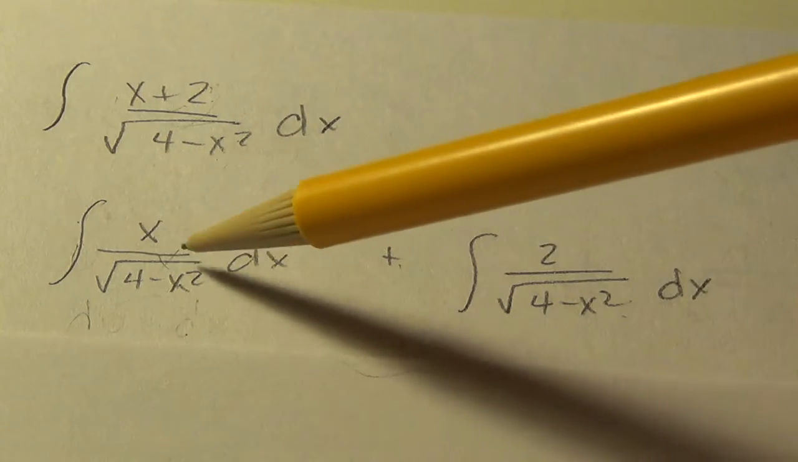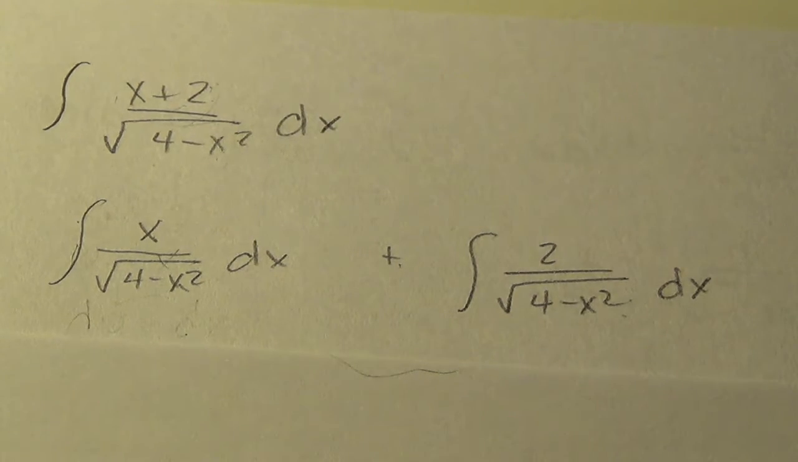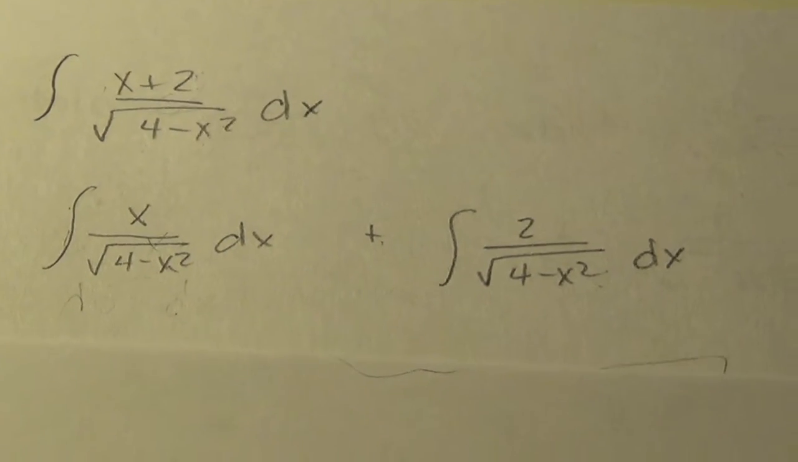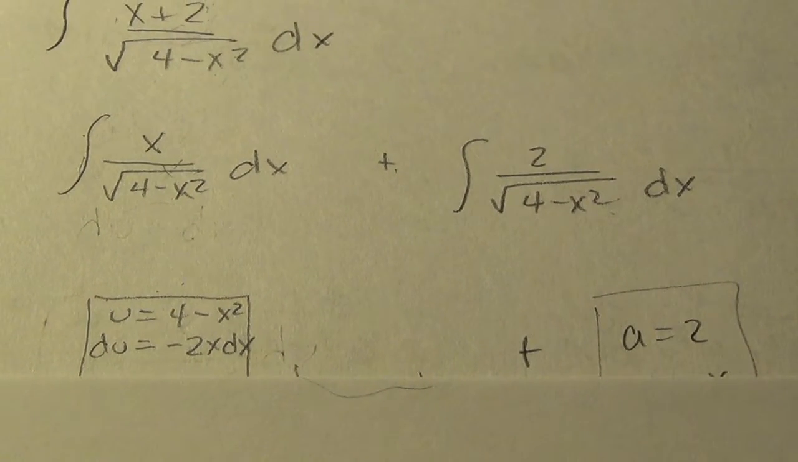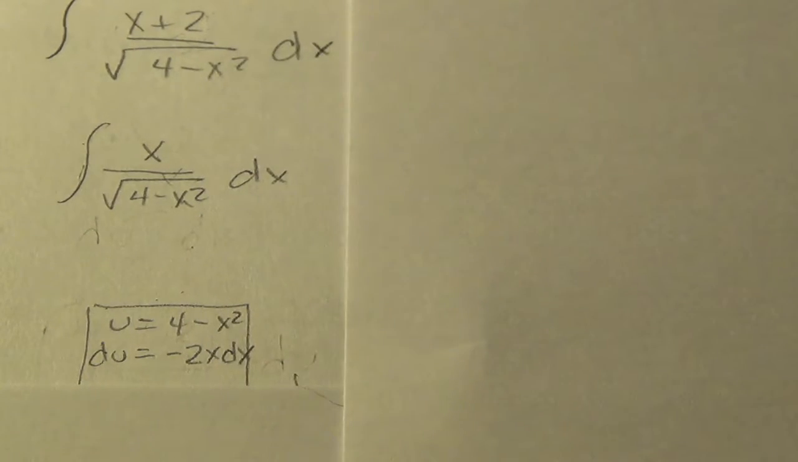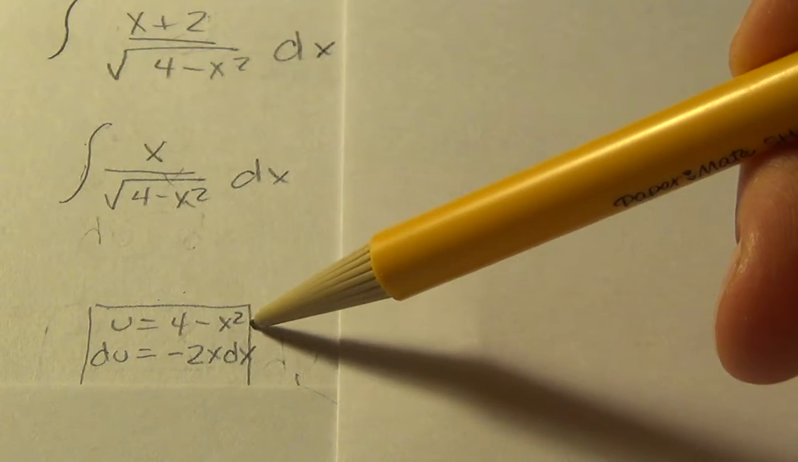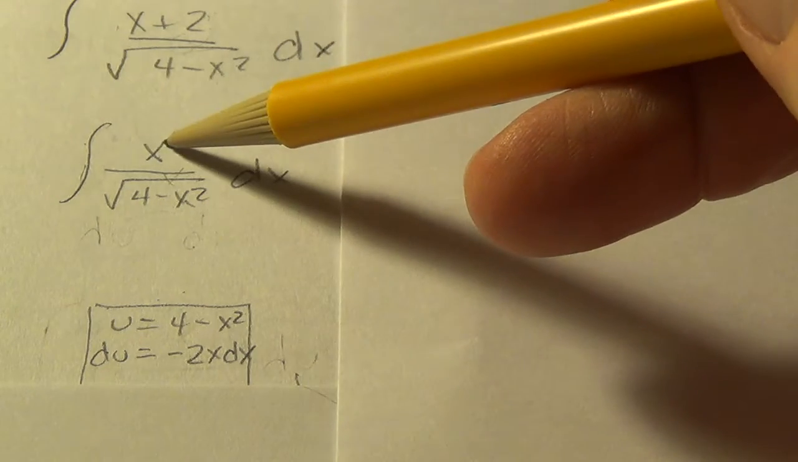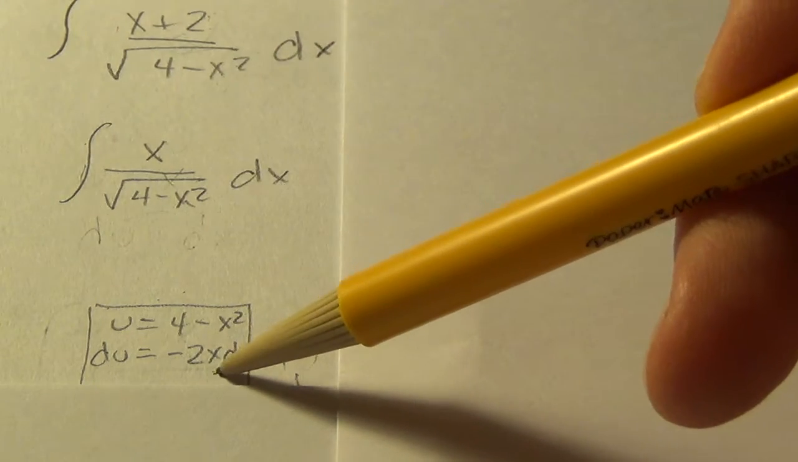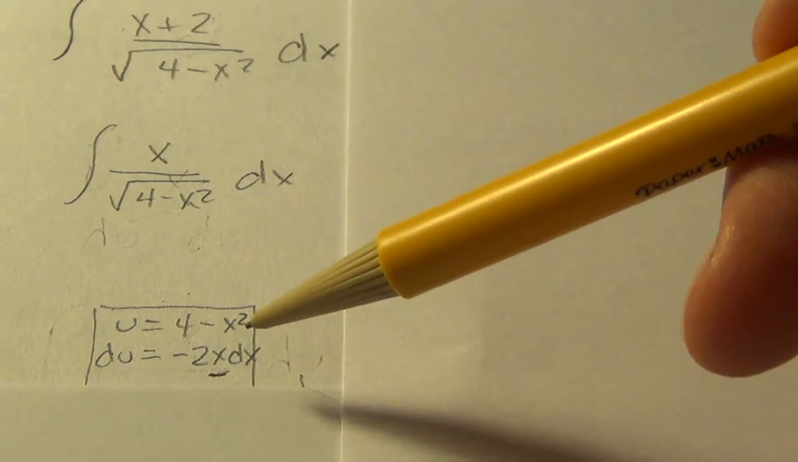The way I can tell is I always try u substitution, and if it doesn't work, then I look at inverse trig. So for u substitution, let me cover up this side here. We'll just work on this integral right now. u would be this expression under here, so du would be minus 2x dx, and I have an x in here to substitute for.